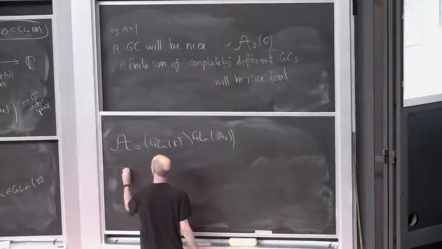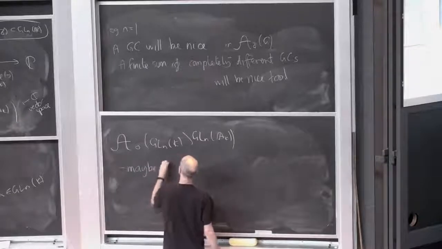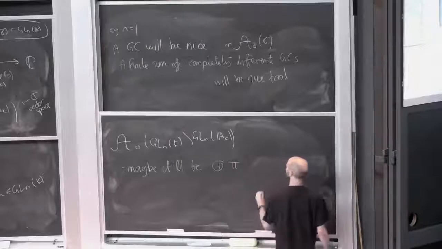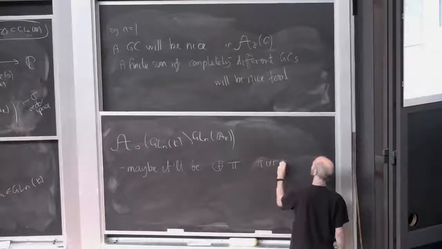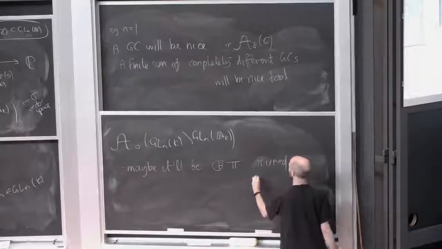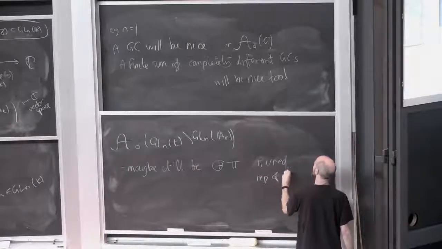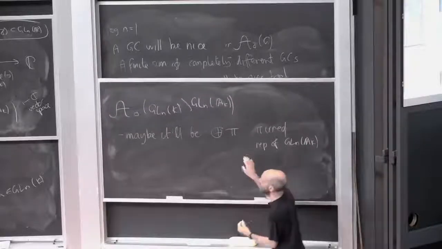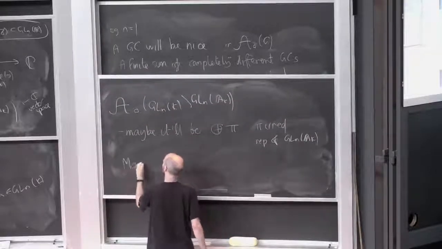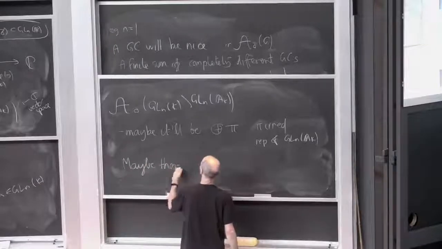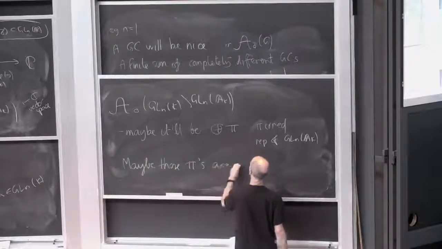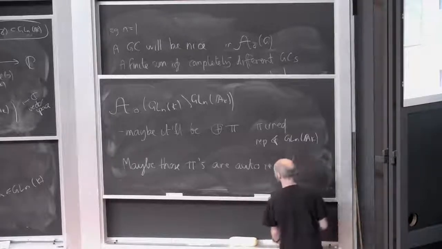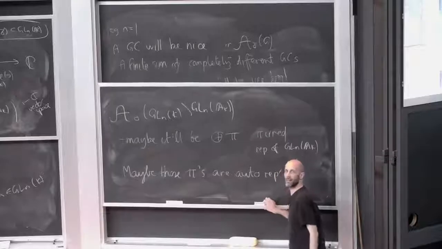But maybe it'll be a direct sum of pi's, right? With pi an irreducible representation of GL_N of A_K. Right? And maybe those pi's are going to be the automorphic representations. So that's where we're going, you see.